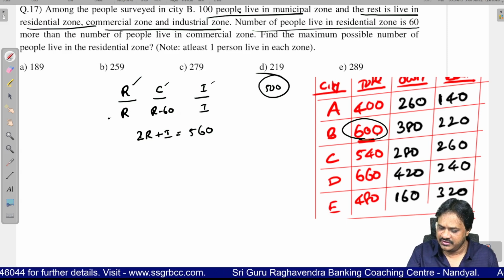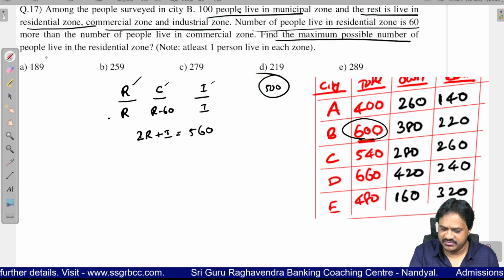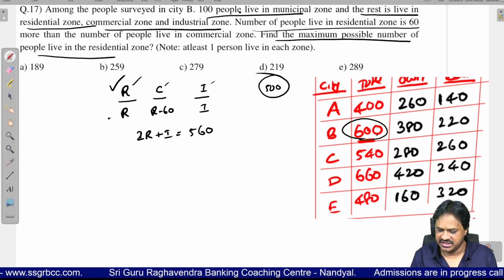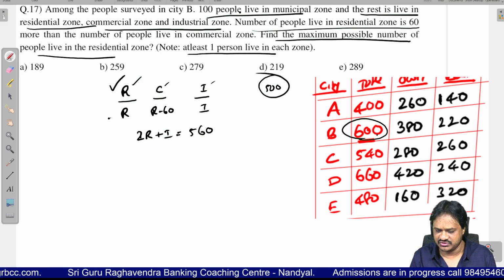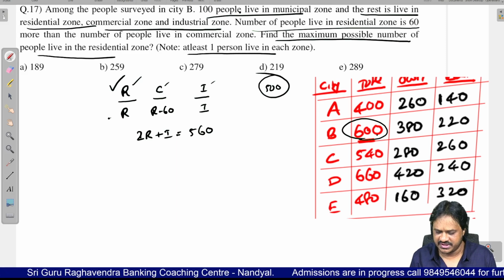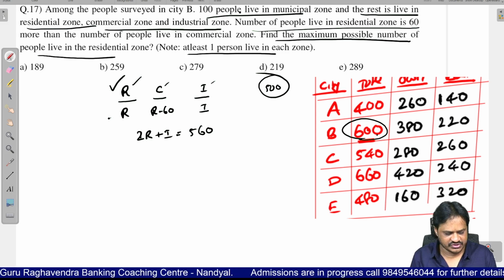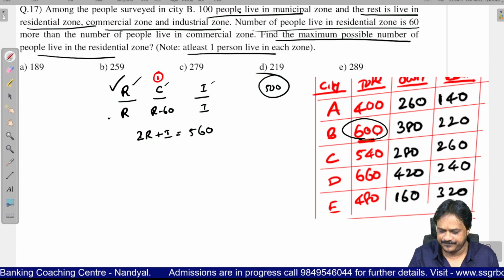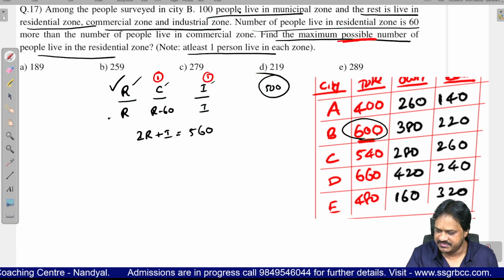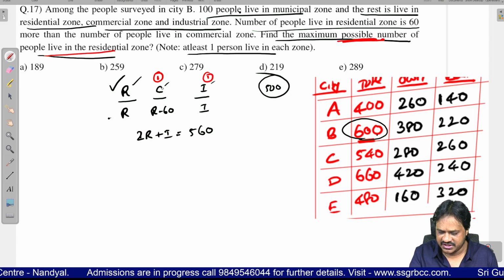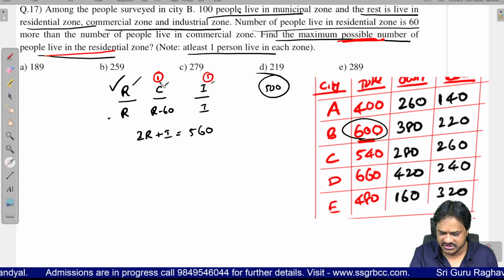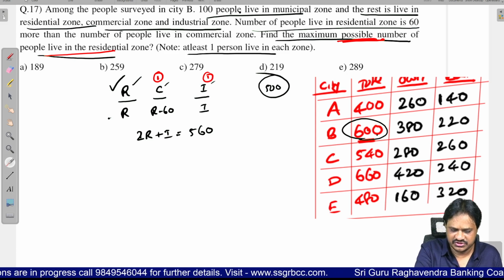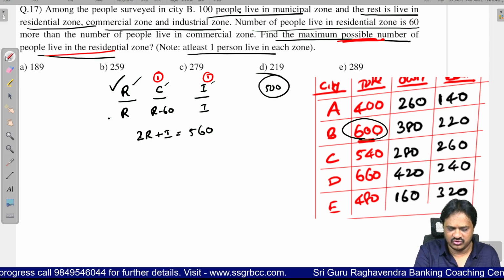Now find the maximum number of people living in residential. So there should be maximum in residential and at least one person in each zone. So minimum there should be one person in each zone. In commercial let us take 1, industrial let us take 1. Why? Because maximum people should be in residential. That's why we have to take minimum one person. In commercial zone one person is living, in industrial zone one person is living. So therefore we will get 2R plus 2.